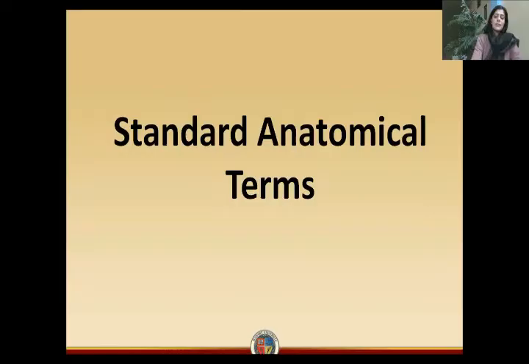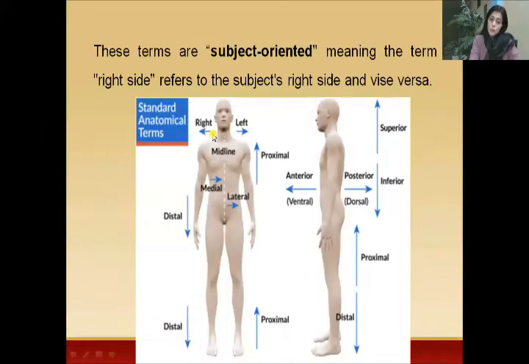So students, in this lecture, we are going to discuss standard anatomical terms. Before going into the detail or the definition of these terms, you must assume a subject. The terms described in this lecture are according to the subject, that is, they are subject oriented. If I'm saying the right side, it means I'm saying the right side of that subject. I'm not discussing my right side.